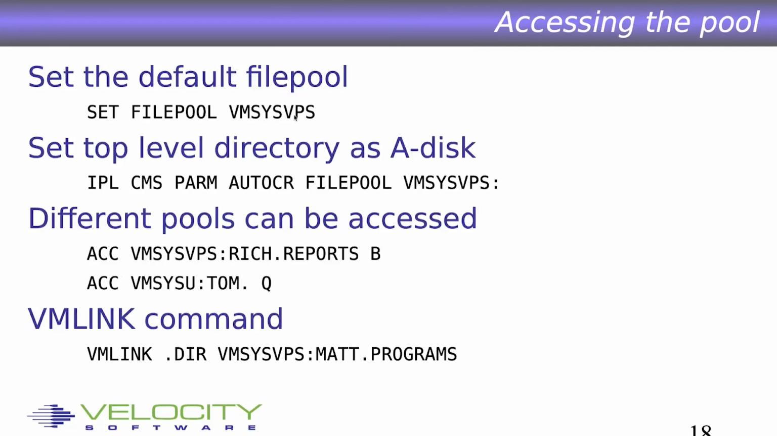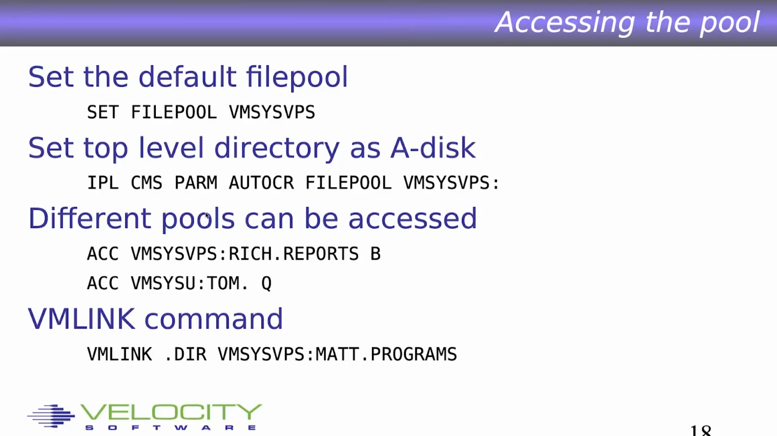To set the top level directory as your A disk, so that when you bring up your virtual machine, your A disk is in the file pool, you would specify the file pool option on the IPL statement in your directory entry and specify the name of the file pool afterwards.